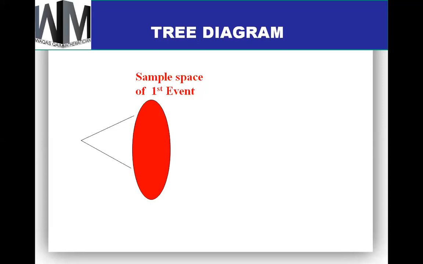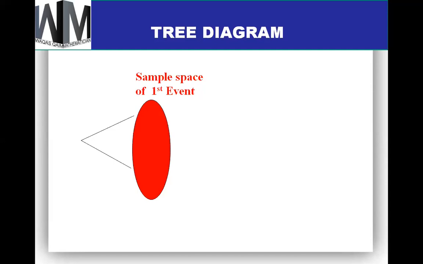In a tree diagram, we connect all the sample spaces by branches. That's why this one is called a tree diagram. It looks like a tree expanding its branches. The red one on your screen is showing the sample space of the first event.